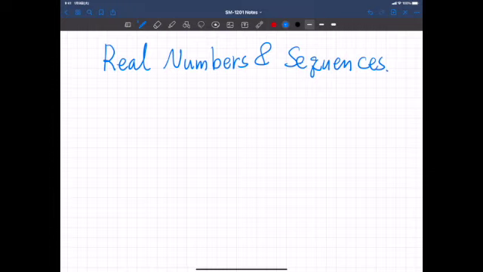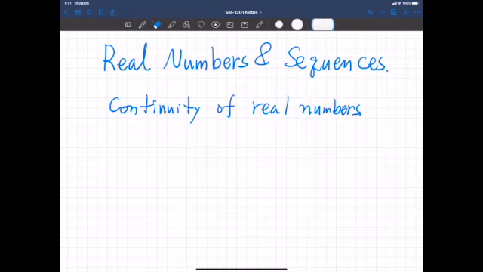Alright, starting from this chapter, we are slowly delving into calculus. But to study calculus, we need to know various properties of real numbers more deeply. And also, to know the properties of real numbers, we need to define various notions regarding sequences of real numbers. So, let's start. One of the most important properties of real numbers is their continuity. And for that, we need many definitions.